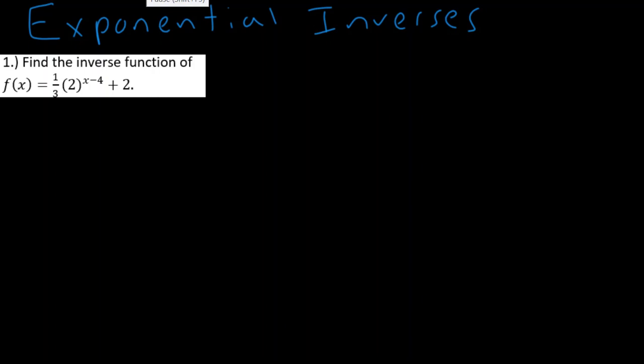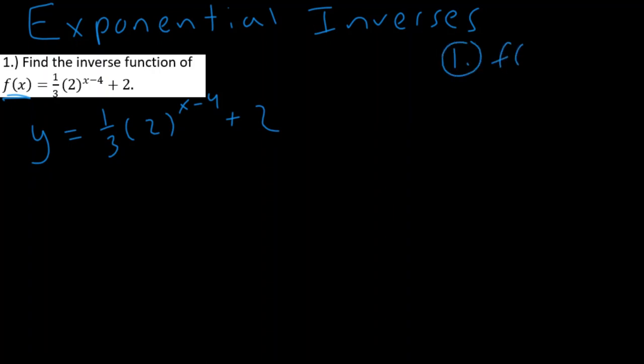Now number 1 says find the inverse function of f of x equals 1/3 parentheses 2 to the power of x minus 4 plus 2. Well, let's go ahead and do all of our standard things. We know we're going to change f of x into y is equal to 1/3 parentheses 2 to the power of x minus 4 plus 2. And I think it'd be a good practice for me to write 1. We change f of x into y.